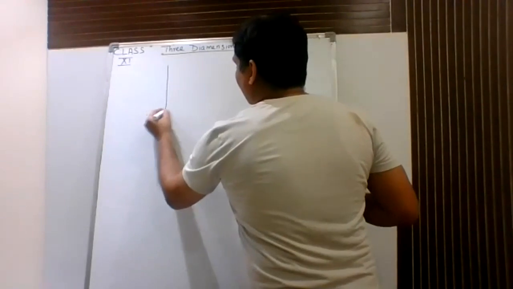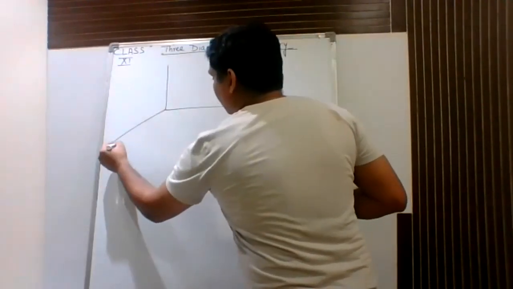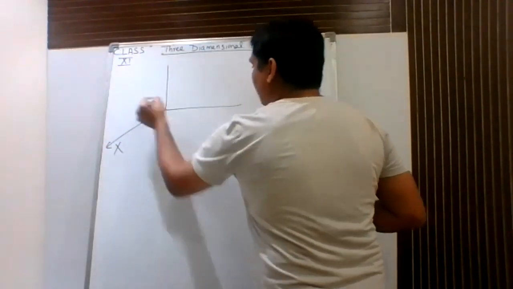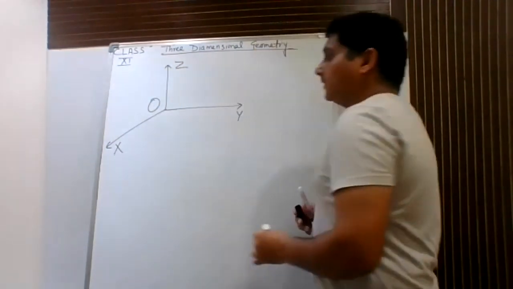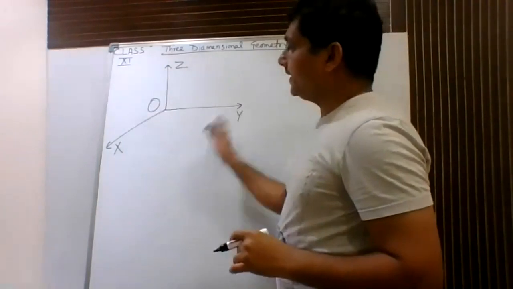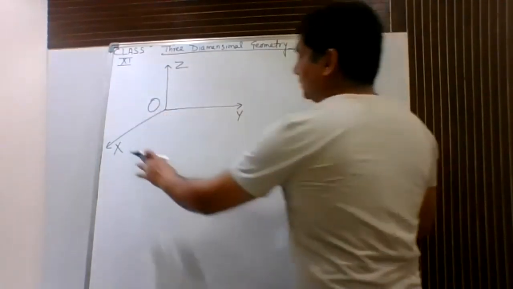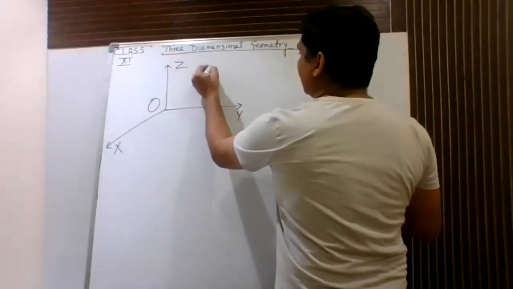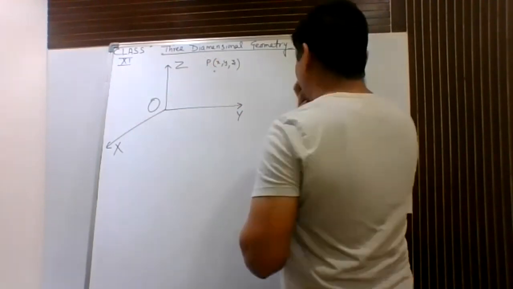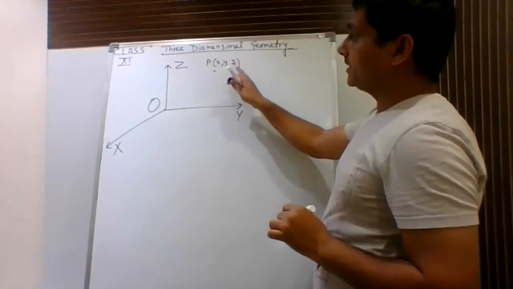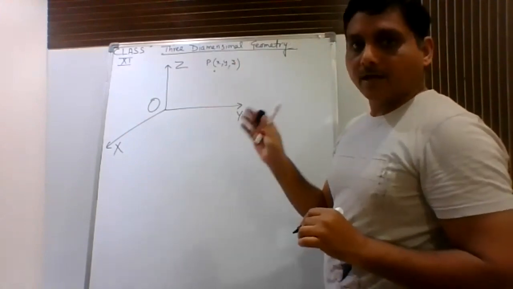So this is x-axis, this is origin, this is y-axis, and this one is z-axis. So this is your three-dimensional geometry. Now any arbitrary point will be of the form x comma y comma z. So this is any point which is lying in the space. So its coordinate will be x, y, z.